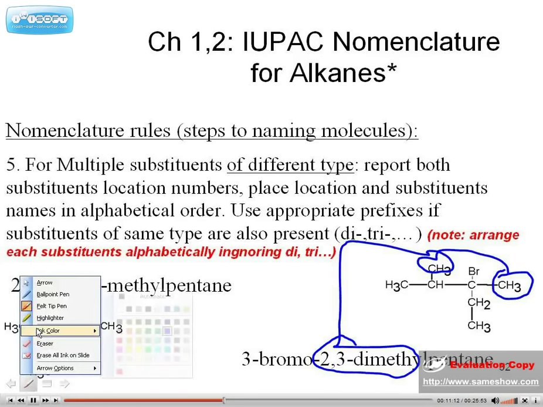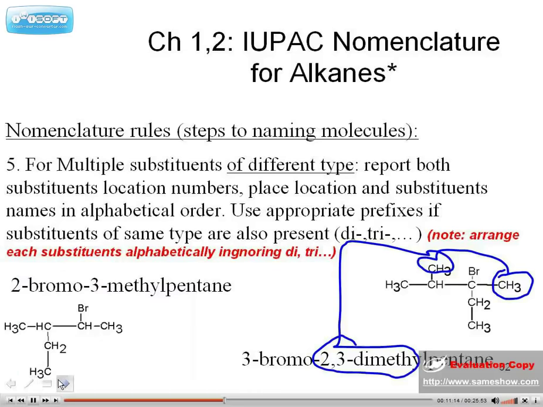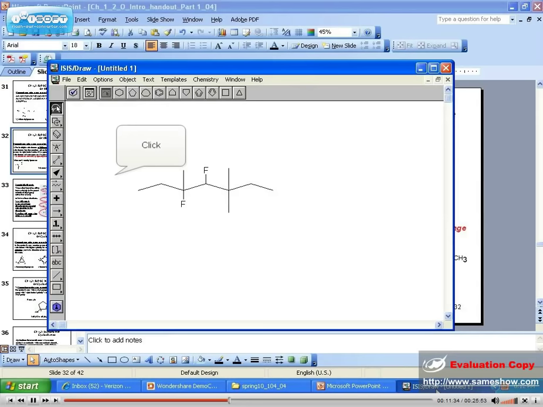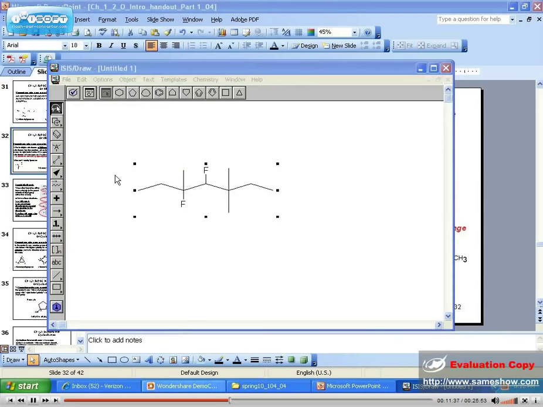Also notice that when we organize our branches, they're going to be, again, organized alphabetically. And again, we ignore the di and tri in the alphabet rule. It's only the other branch prefix. Now going over to ISIS, let's see an example. In this example right here, we have a combination of same or different branches on a parent.